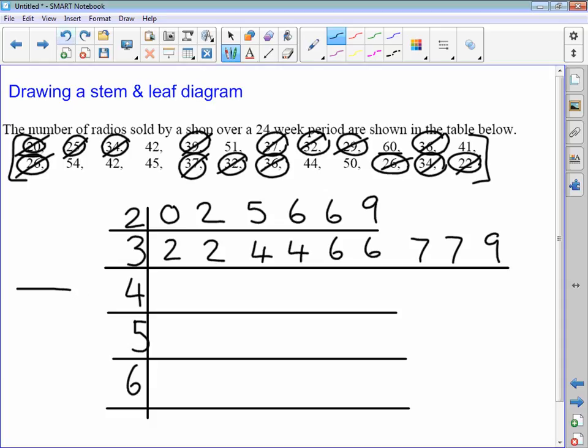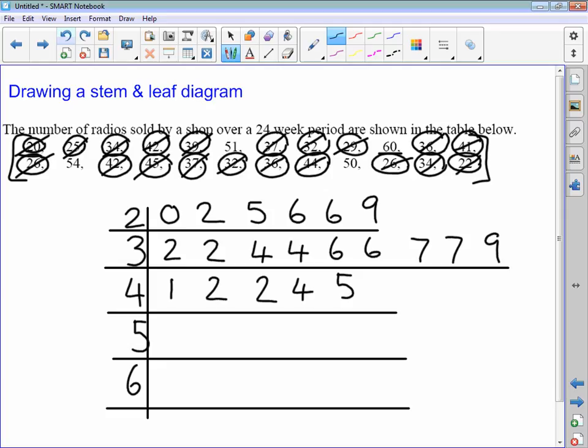Okay, so we're going to look here for the numbers that start with a 4, so we've got 42. We've got 41, we've got 44, we've got 45, and we've got 42 again. So our smallest one there is 41, so I'm going to write a 1 here, get rid of 41. Then we've got 2 42s, so I'm going to write 2 2s to represent the 42s. Then we've got 44, I'm going to write a 4 to represent that. And then we've got 45, so we're going to write 5 to represent that.